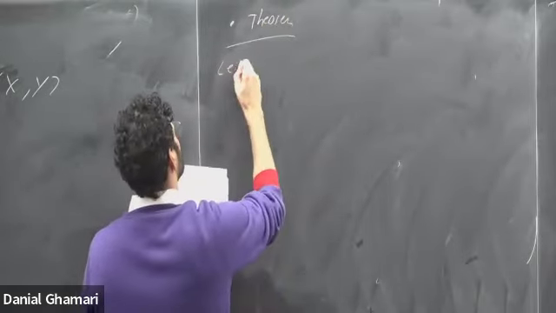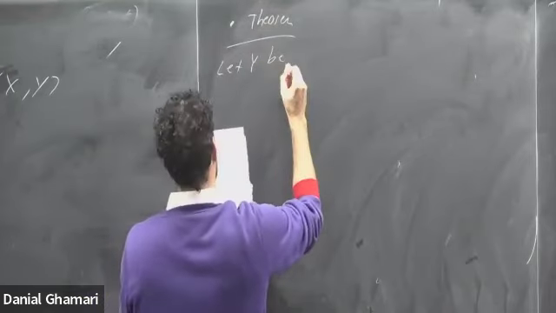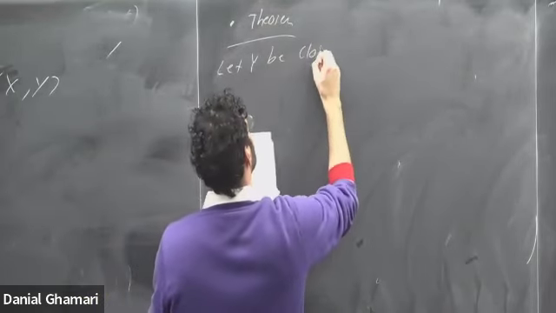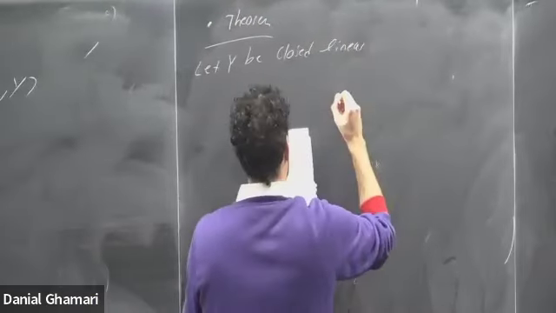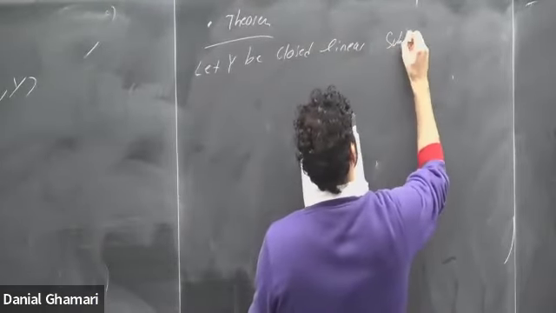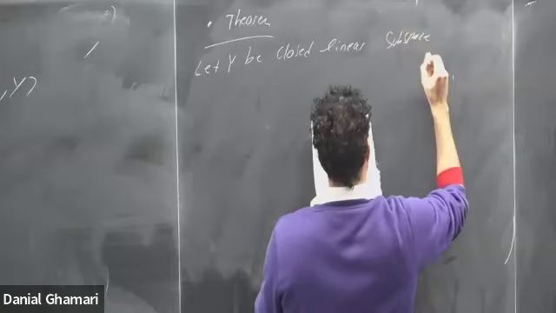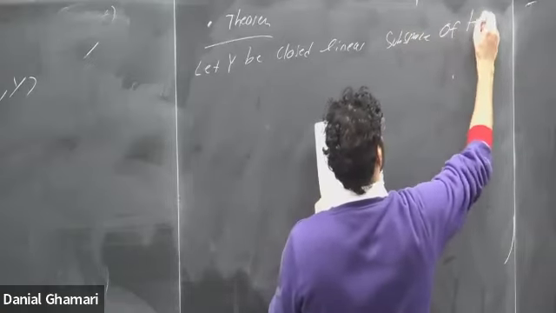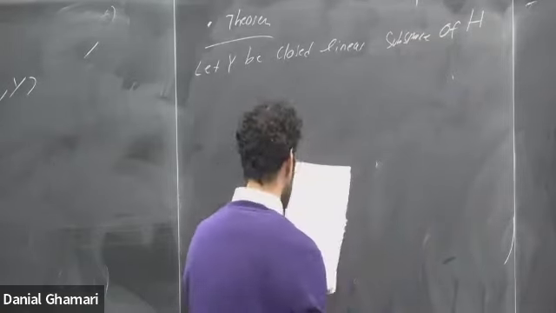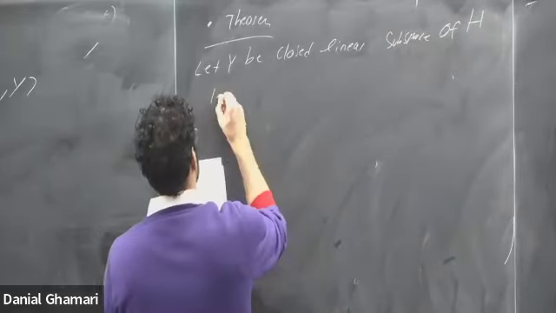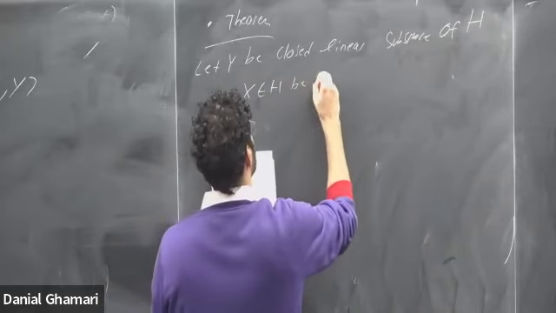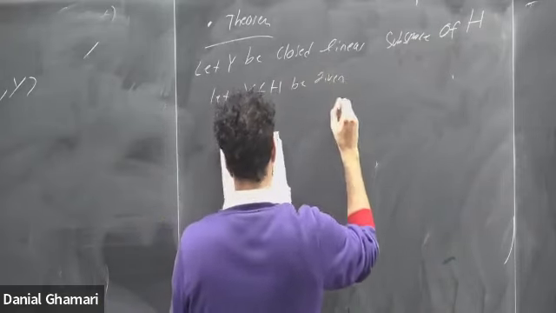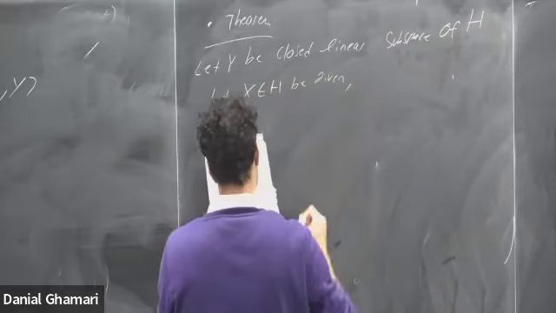All right, so here. Let Y be a closed linear subspace of H. So H I'm just going to designate as a Hilbert space. And then let x be an element of H be given. So this is just some given element of H.